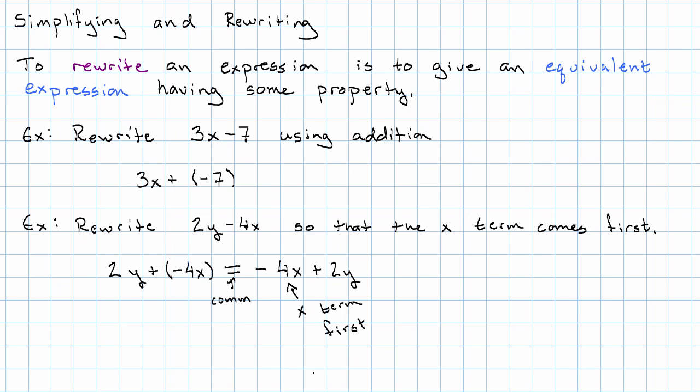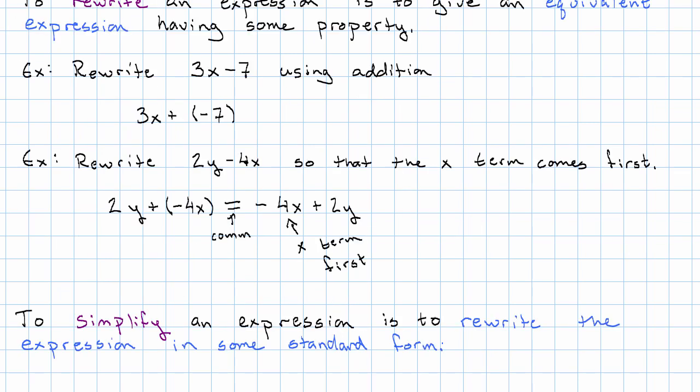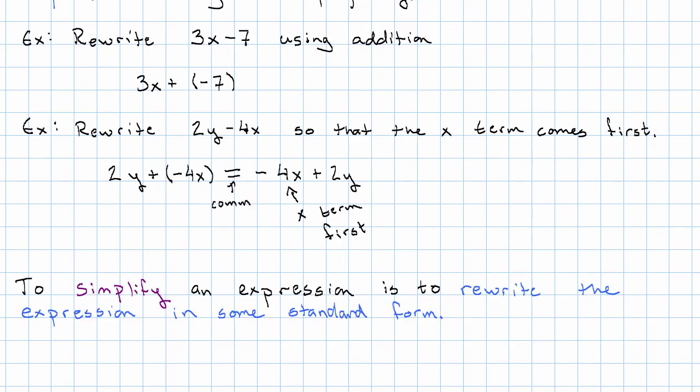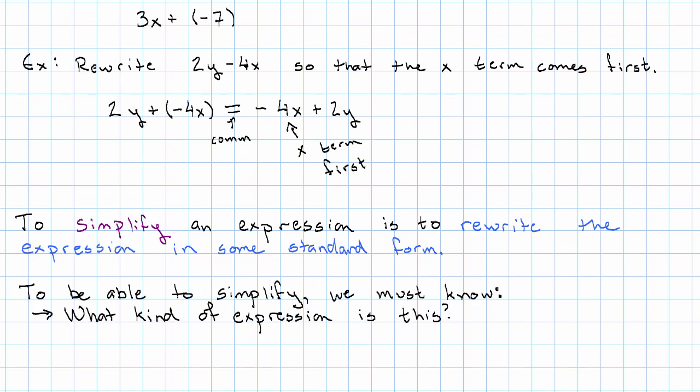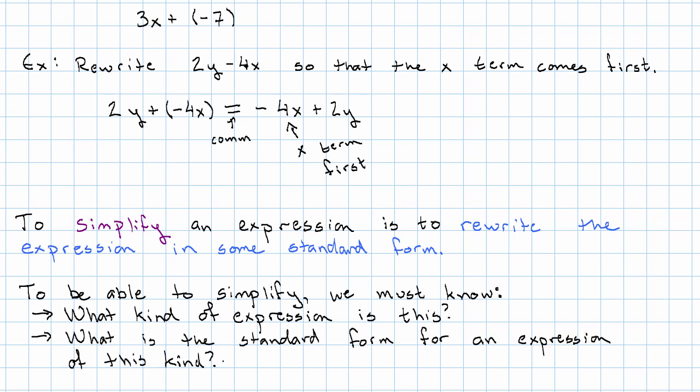The other word that we use to describe writing an equivalent expression is the word simplify. To simplify an expression is to rewrite that expression in some standard form. So in order to be able to simplify an expression, there are certain things we need to know. We need to know what kind of expression this is, and then we need to know what is the standard form for an expression of this kind.